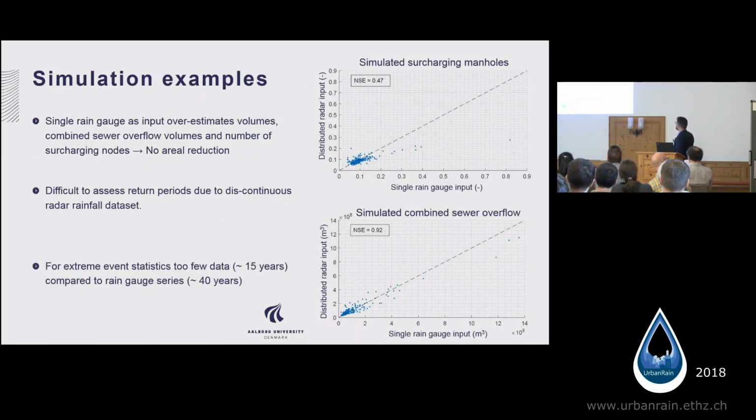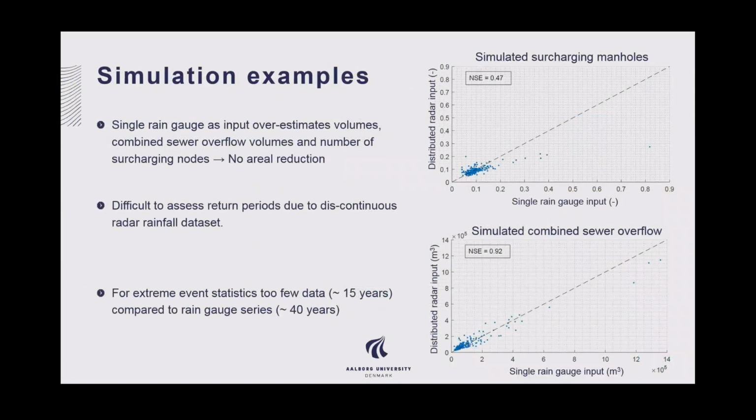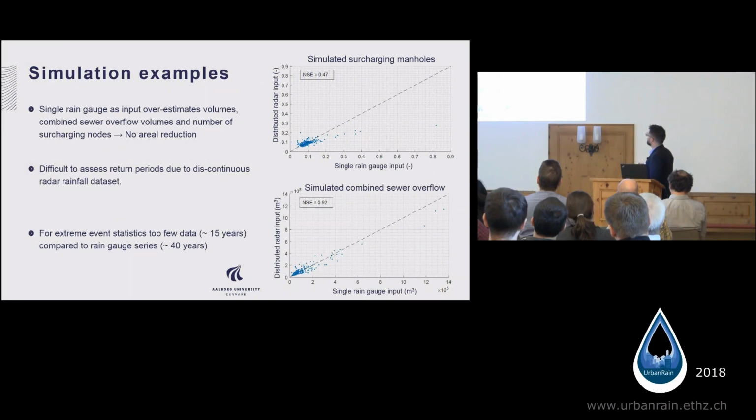And some results here, we compare input to the model from a single rain gauge to the distributed input from a radar. This is looking at the part of surcharging manholes in the events. And this is looking at simulated combined sewer overflow. But what we see is that we get an overestimation when we use the single gauge input. So basically these biases here correspond somewhat to what we derived before as the areal reduction factor over the whole catchment area.